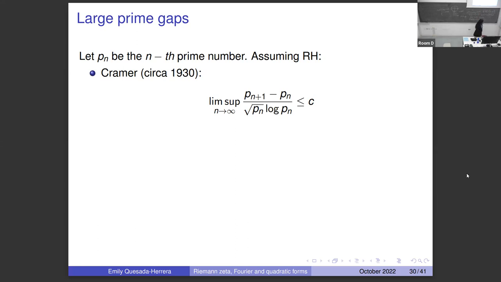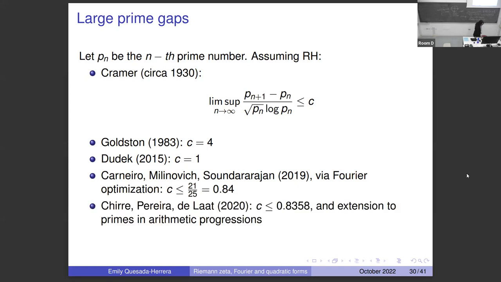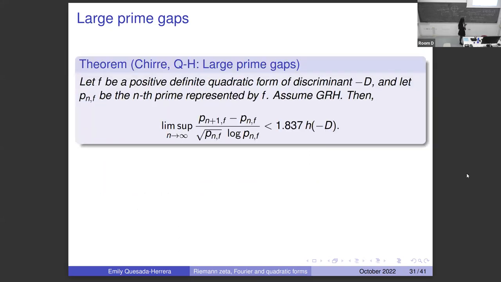So for the past 90 years, the efforts have been concentrated in making this constant c as small as possible. And there have been several results, and the best approach so far was introduced by Carneiro, Milinovich, and Soundararajan, using Fourier optimization to bring this constant to this nice fraction that is for the first time something less than one. And this was later extended to primes in arithmetic progressions. So here we are interested in extending this to primes represented by quadratic forms, and this is our result. If we assume the generalized Riemann hypothesis, then the distance between consecutive primes represented by a given form should have the same order of magnitude, square root of p log p. We have an explicit constant 1.8 times the class number.